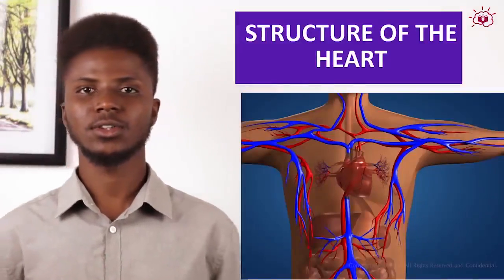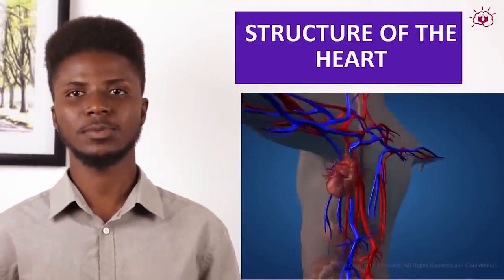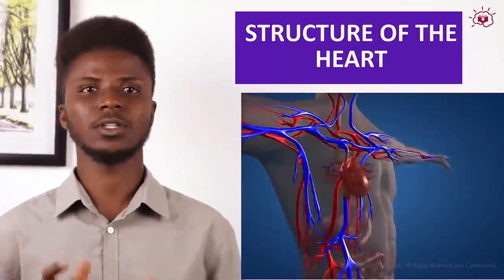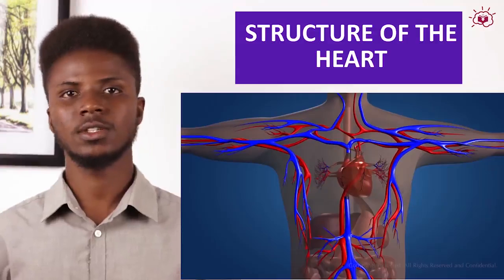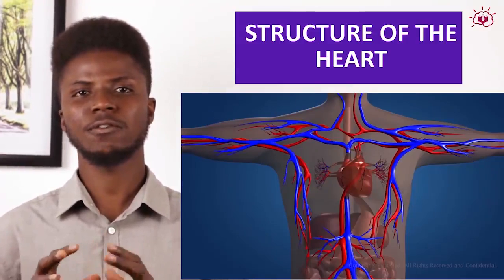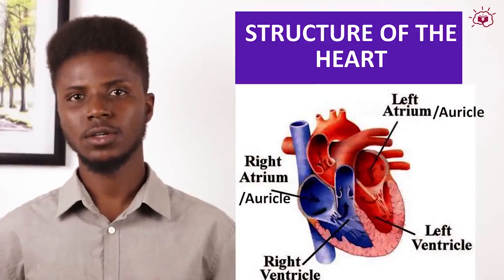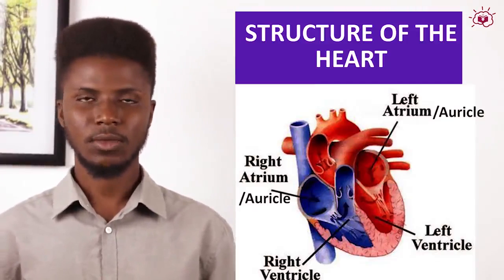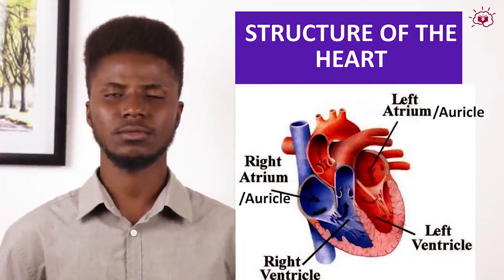Now let's talk about the structure of the heart. The heart is the major organ responsible for transport in the body of animals, especially as it pumps blood out into areas of the body that need blood to receive their nutrients. Now the heart is structured into four chambers. We have the left auricle and the right auricle. And then we also have the left ventricle and the right ventricle, especially in mammals as higher animals.